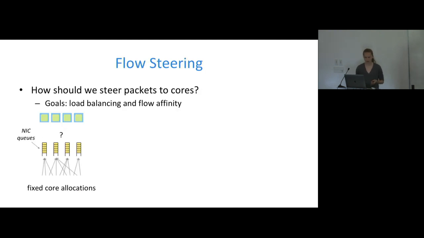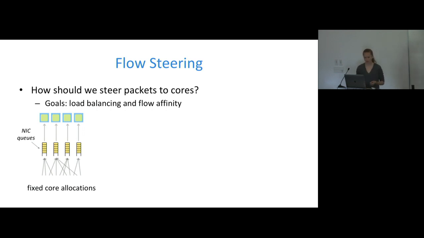Now distribute packets across flows using some sort of flow consistent hashing, for example, using RSS. And then they have each core pull a specified NIC queue. With this approach, we've achieved both of our goals of load balancing and cache affinity, and we don't require very much communication between cores. But things become much more complicated when core allocations are dynamic.